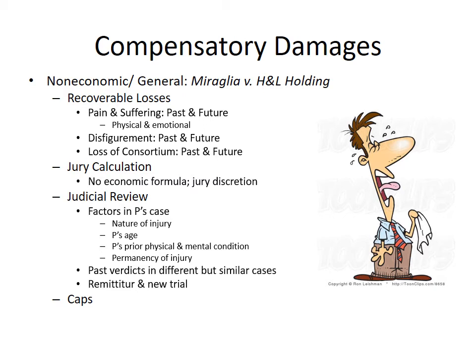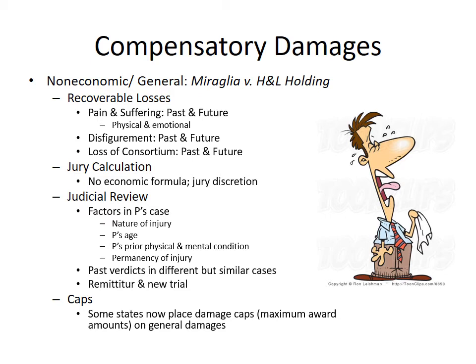Because there are so few standards or limiting criteria for non-economic or general damages, a lot of state legislatures have now placed caps on non-economic damages. And oftentimes the cap will be set at a certain amount. Sometimes there will be factors that will influence the adjustment of that, but basically there is some upper limit, and so the parties basically know what the possible award could be.